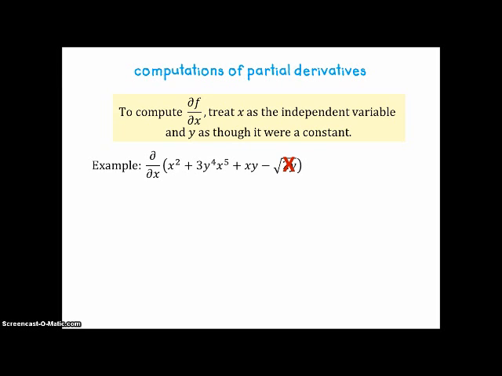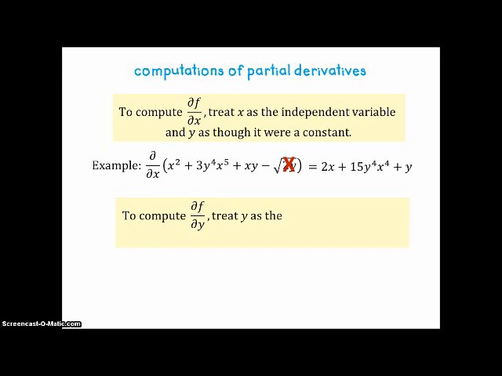The first term will just have a regular 2x as its derivative. And the middle term, we treat 3y to the fourth like a constant. So we just bring the 5 down and change the x to x to the fourth. And then the third term, we treat y as a constant. So it's like mx. The derivative of mx is just m. So in this case, the derivative would be y. So we have 2x plus 15y to the fourth times x to the fourth, plus y for our partial derivative.